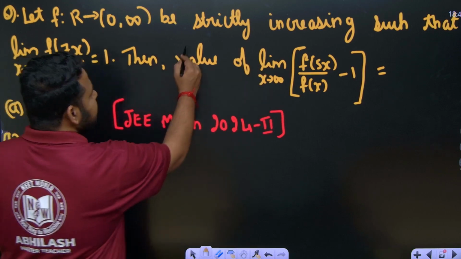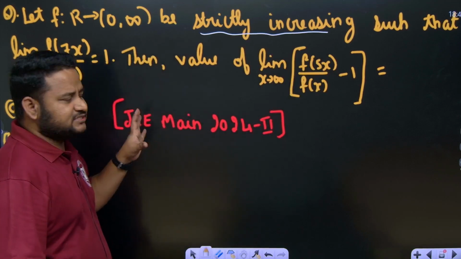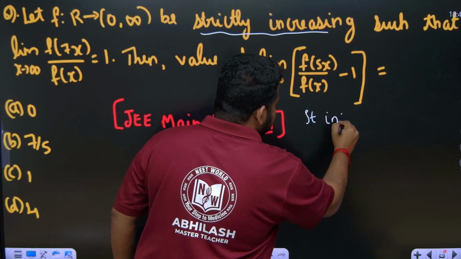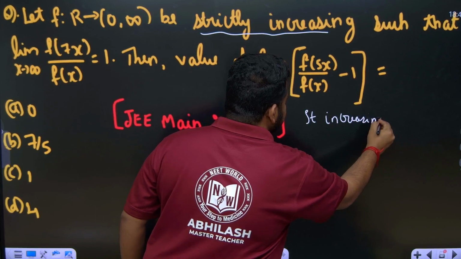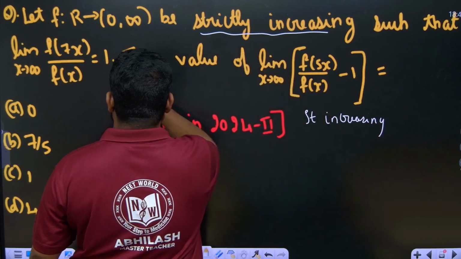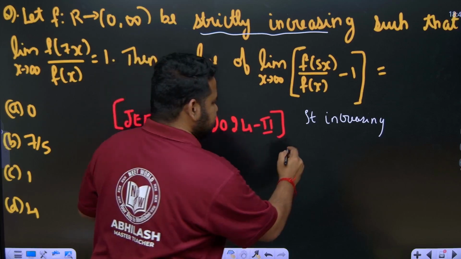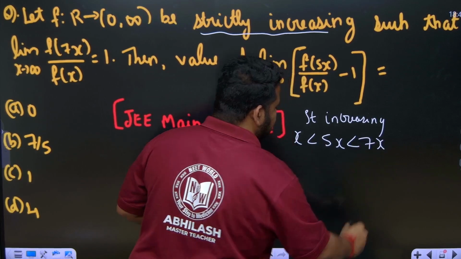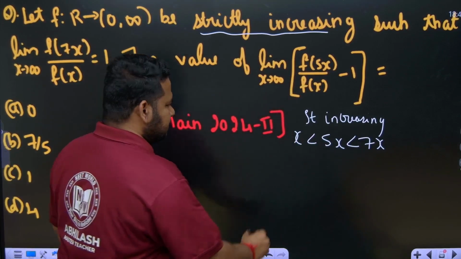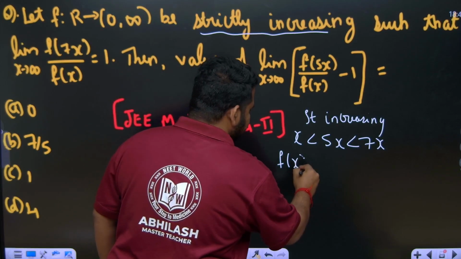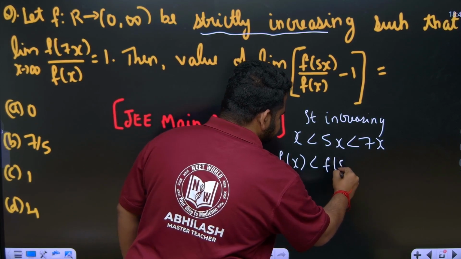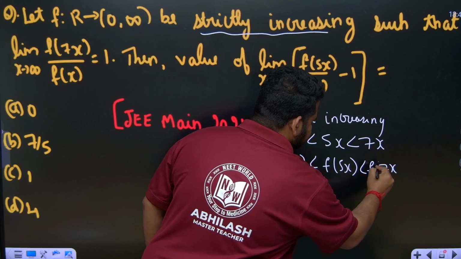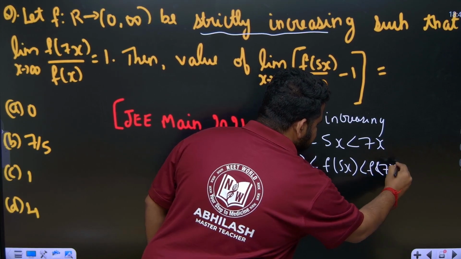So they are telling strictly increasing. So strictly increasing means x, 5x and 7x are there. Their relation will be like this: x will be less than 5x, and 5x will be less than 7x. So similarly, f of x will be less than f of 5x, which will be less than f of 7x.